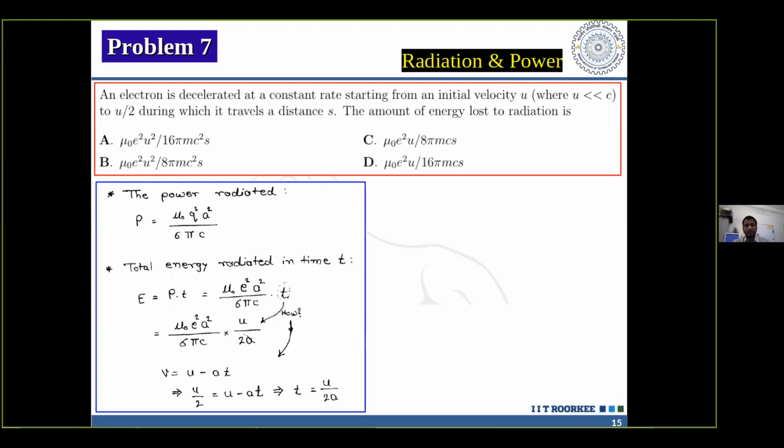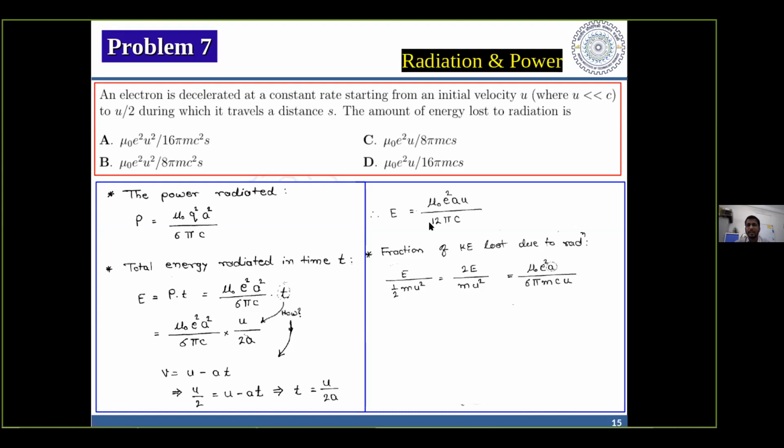I am quite sure all the students are clever enough, so they know what acceleration is. But this is good. The reason I am using the minus sign is because it is deceleration. That's implicit. So now you get T is equal to U over 2A. Then you substitute this T in this formula, and when you do, you arrive at this expression.